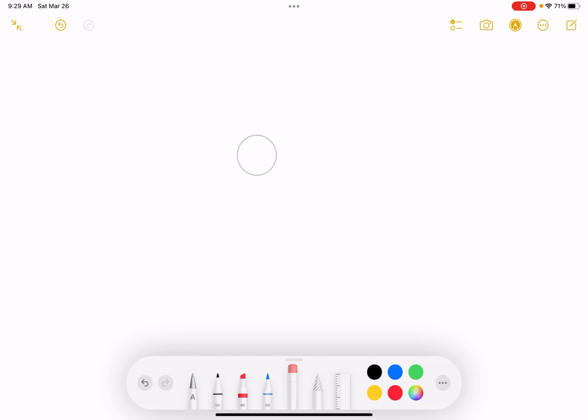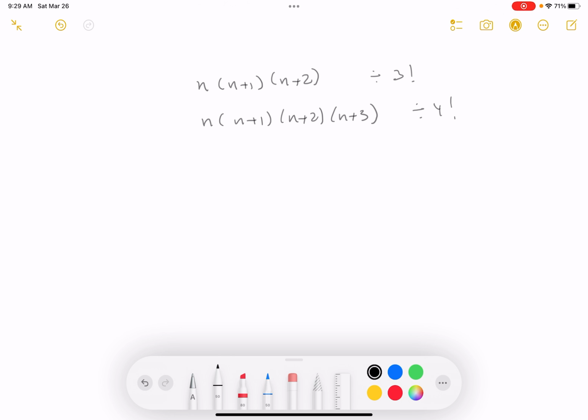And I was talking about 3 consecutive integers being divisible by 3 factorial. So, n, n plus 1, n plus 2. I said that this was divisible by 3 factorial. And n, n plus 1, n plus 2, n plus 3, that's 4 consecutive integers. That's divisible by 4 factorial, and so forth and so on. And what I'd like to do is just justify that, all right?